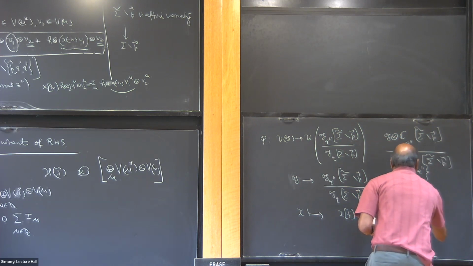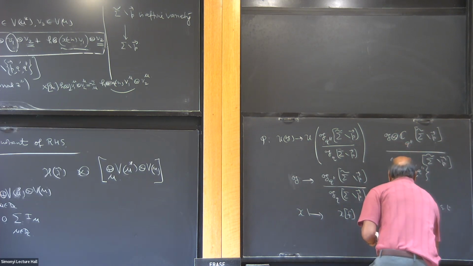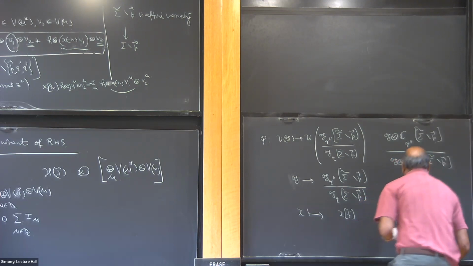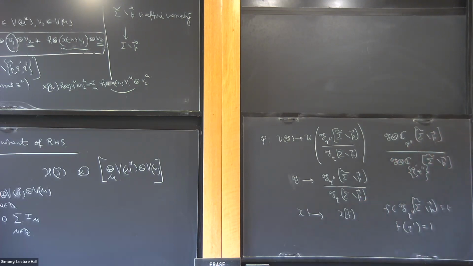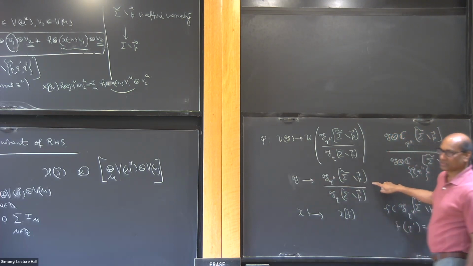Such that f vanishes... no, f at q naught, q prime is 1. Okay, so let's go over this. So I am defining an embedding of this Lie algebra into this Lie algebra.